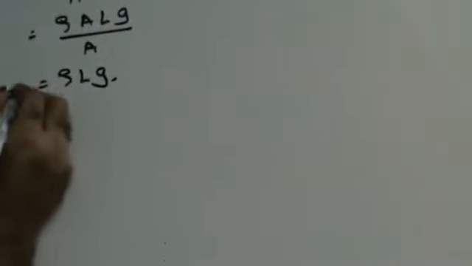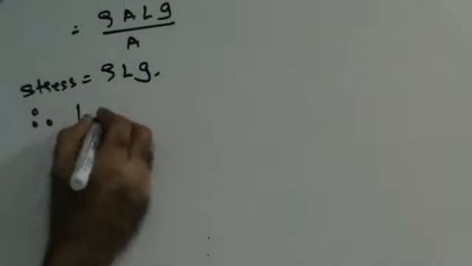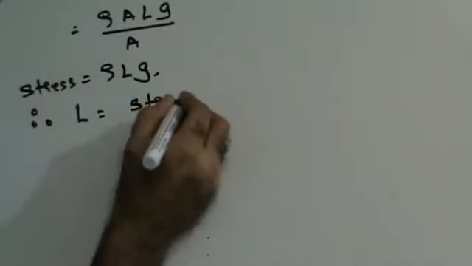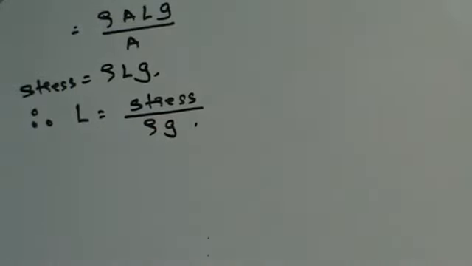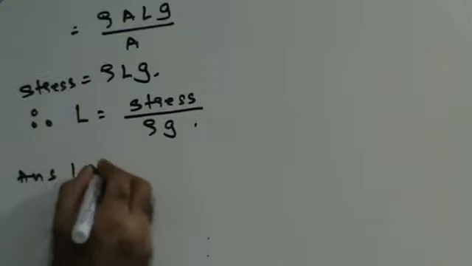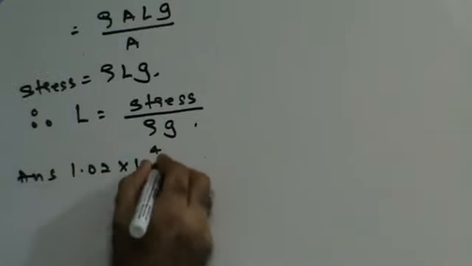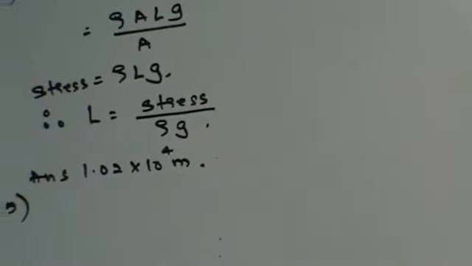Stress is given to you. What have they asked you to find out? What is the greatest length? So I can say L is equal to stress upon rho g. Stress I know, rho I know, g is 9.8. You will come to know the length of the conductor, the length of the steel wire, right? The answer for this sum should come to 1.02 into 10 raised to 4 meters. Next, take down next sum please.